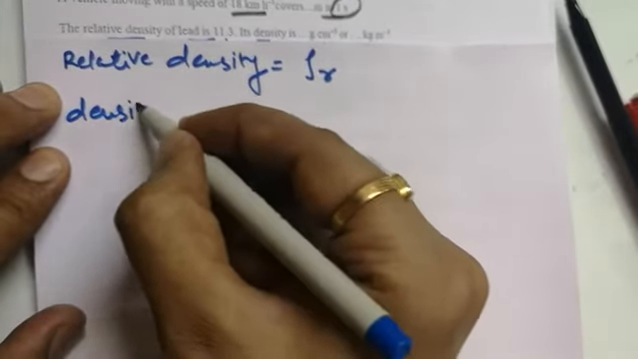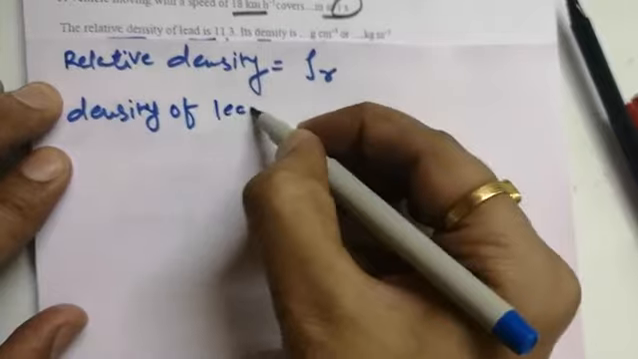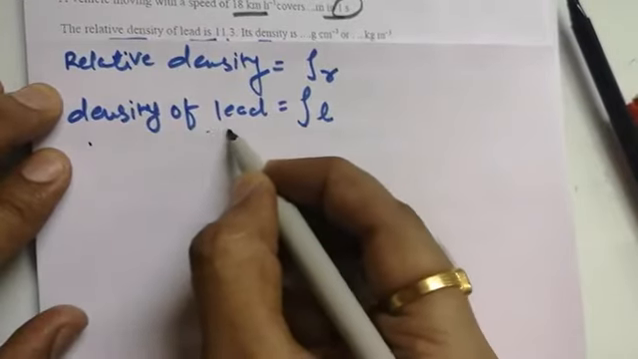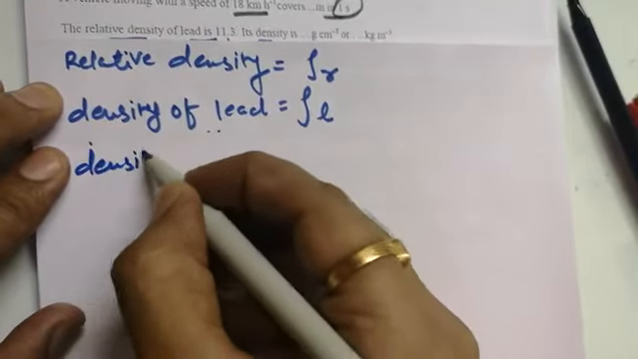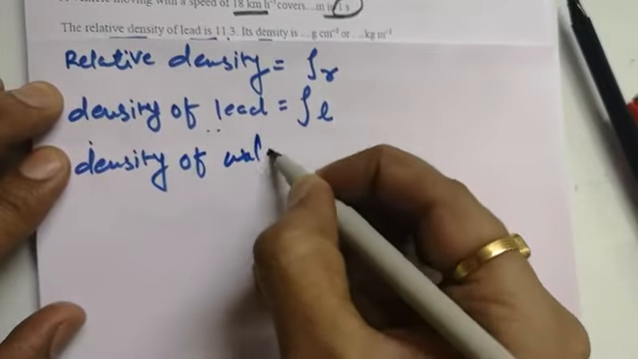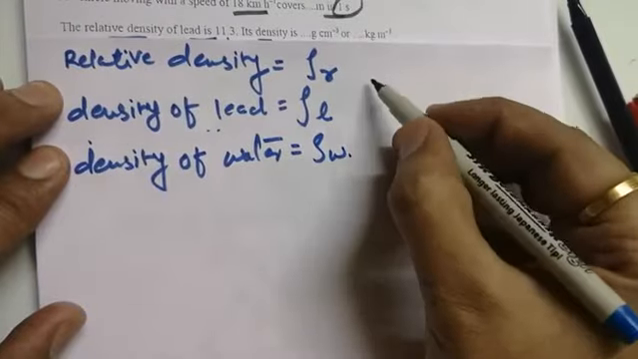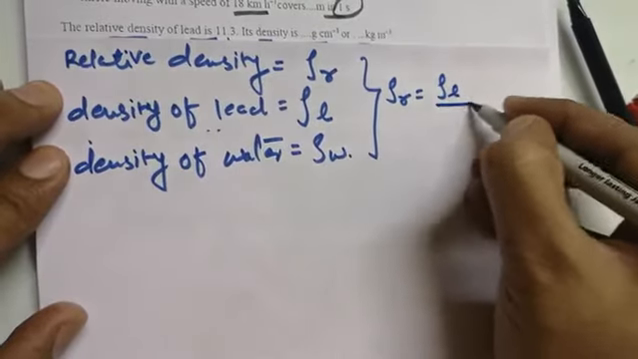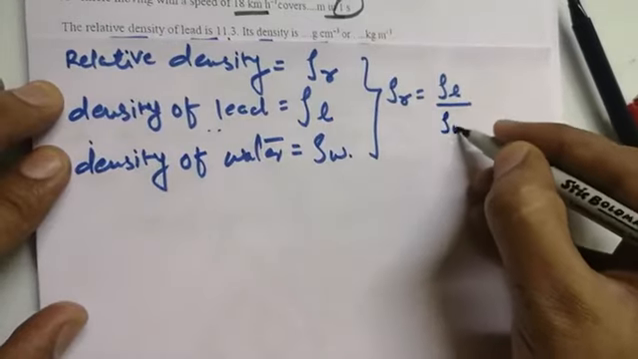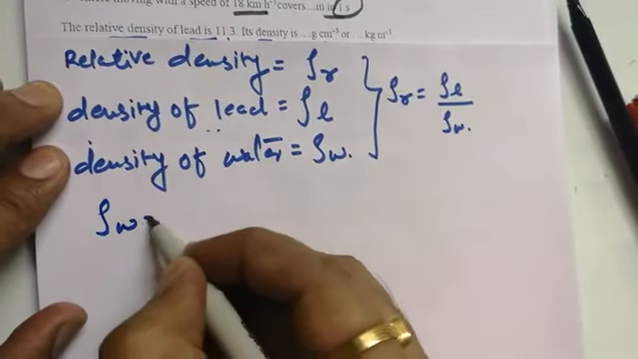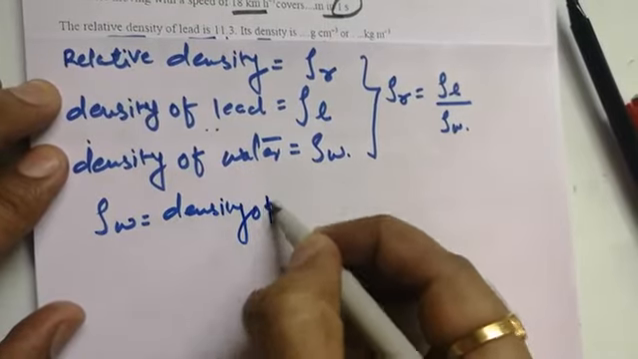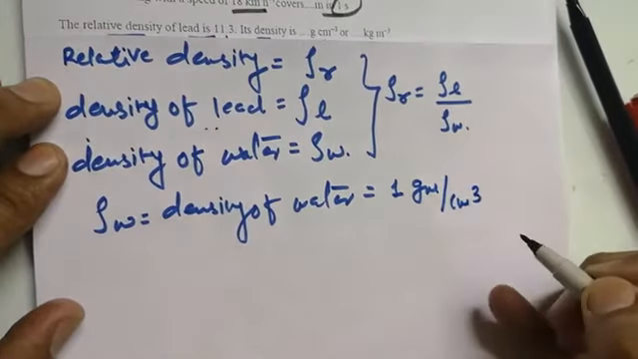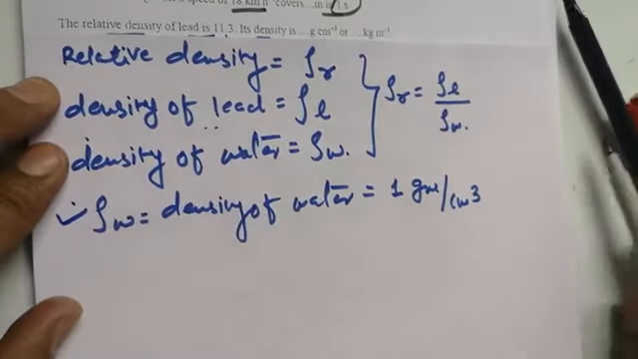Now they have asked me the density of lead. I am mentioning that as rho of L, and I am always comparing such a density with the density of water. So I am mentioning that the density of water is rho of W. Relative density always compares with another one. It is the ratio of whichever metal is given to you compared to the water. Always remember, the density of water is 1 gram per centimeter cube. This is the ideal value you have to remember.